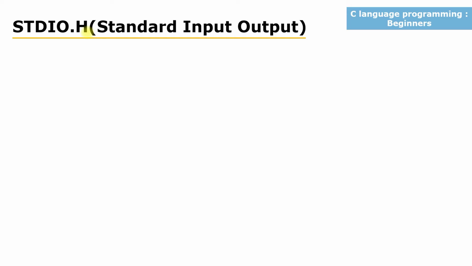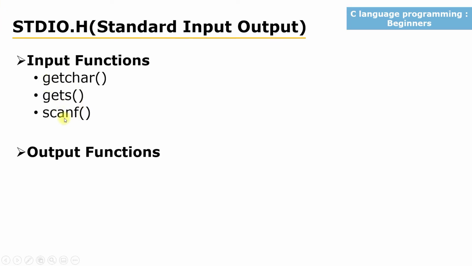Let me show you the list of standard input and output functions for keyboard and monitor. These are the input functions: getchar, gets, scanf. Using these functions, we can read data from the keyboard. Now the output functions, which help to display data onto the monitor: putchar, puts, and printf. Now we will see about getchar and putchar functions.